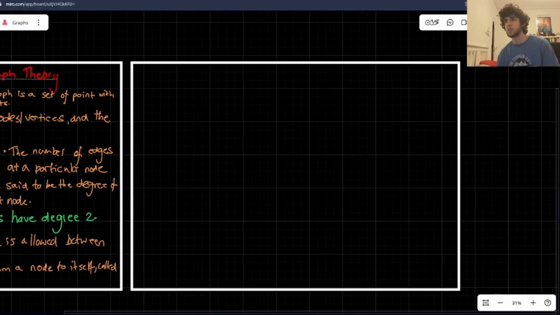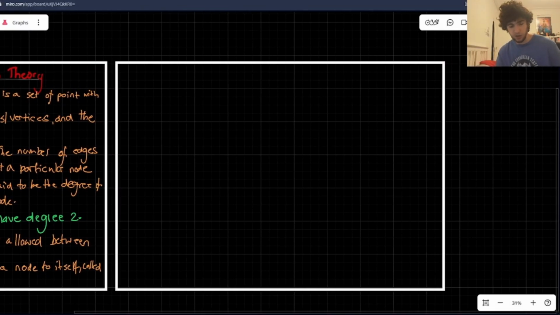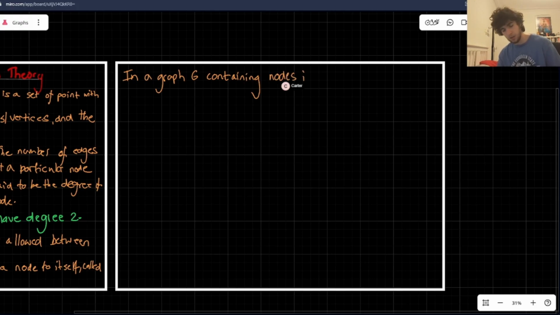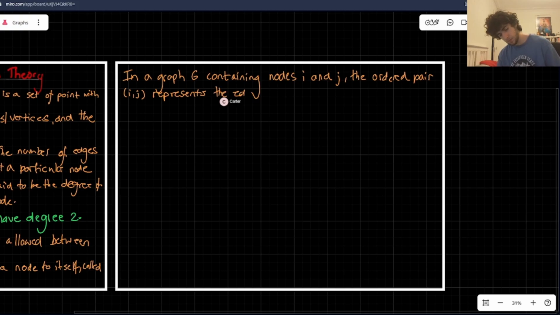Okay, so now being a little bit more specific about things, we say that in a graph capital G containing two nodes, so it may have more than two nodes, but specifically it must contain these two nodes, I and J, we actually say that the ordered pair IJ represents the edge connecting I and J. Another thing to note is that in an undirected graph, which is just the type of graph that we've been looking at so far, the order of I and J doesn't matter.